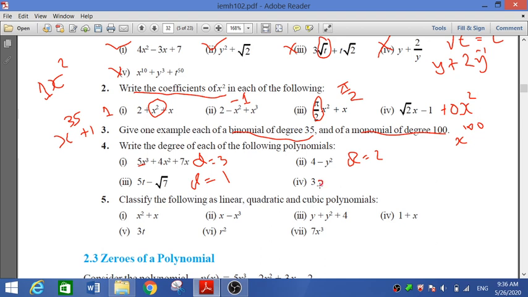Here x to the power 0. Yesterday we discussed constant term or zero polynomial. So here degree is 0. So it is too much easy. Again, write the degree of each of the following polynomials.